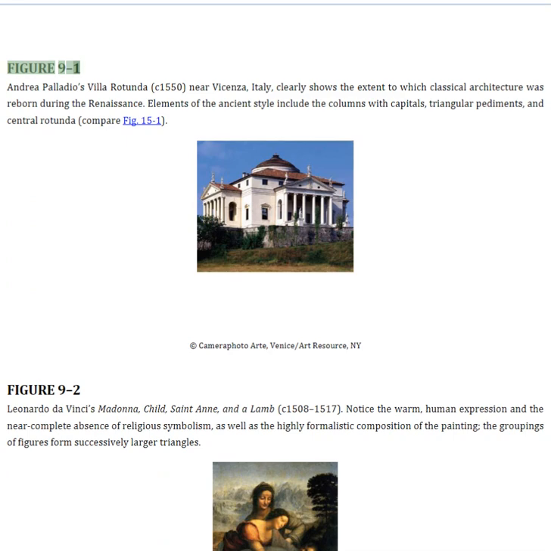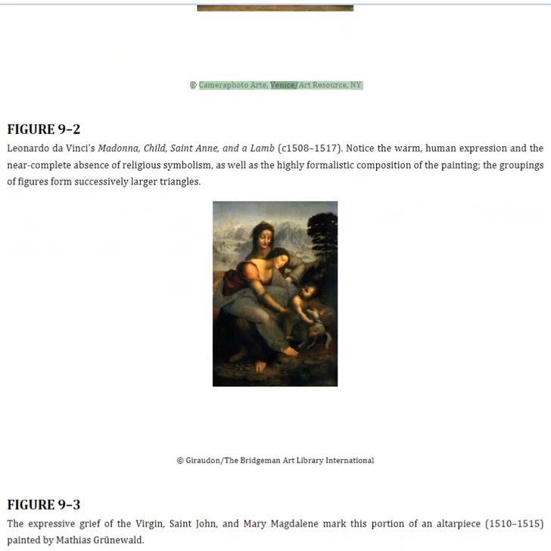Figure 9.1. Andrea Palladio's Villa Rotonda near Vicenza, Italy, clearly shows the extent to which classical architecture was reborn during the Renaissance. Elements of the ancient style include the columns with capitals, triangular pediments, and central rotunda. Camera Photo Arte, Venice, Art Resource, New York.